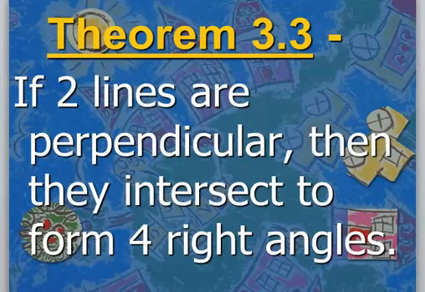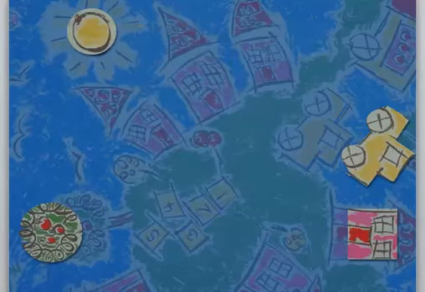Theorem 3.3, if two lines are perpendicular, then they intersect to form four right angles. Pause and write this down. We're moving on to the picture.